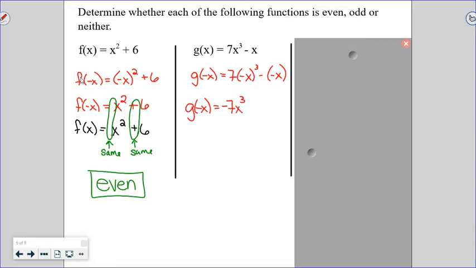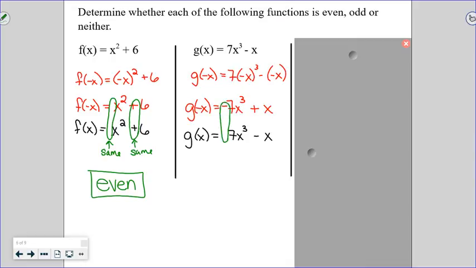Okay, we all okay with how I cleaned that first term up? And then I have minus a negative. Two negatives in a row makes it a positive, right? Minus a negative is a positive x. We compare this to the original, which was 7x cubed minus x. And we look at the sign on each term.